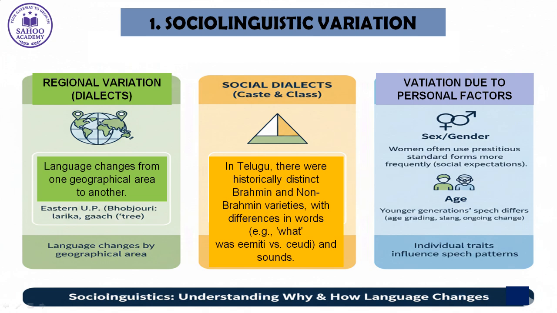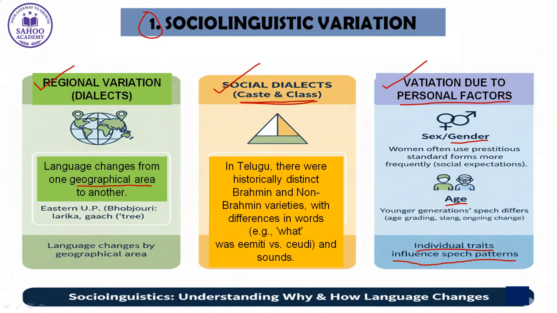Language varies according to social dialects, which is more or less influenced by social factors like caste and class. For instance, in languages such as Odia and Hindi, people from different social backgrounds traditionally spoke in distinct ways. The speech of a Brahmin person was often systematically different from that of a non-Brahmin person, with variations in vocabulary as well as pronunciation. These language differences served as a strong indicator of a person's social identity and community. Now let us go to point 3, that is about personal factors.